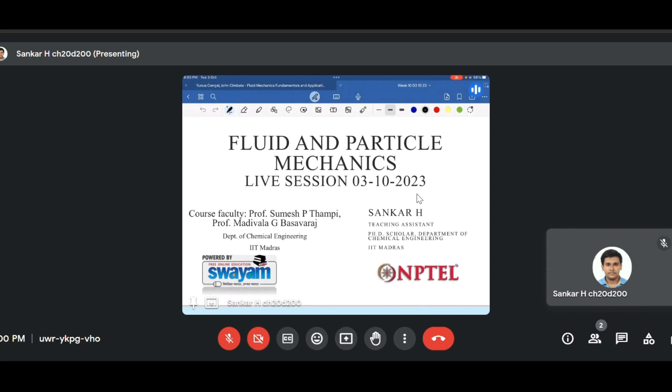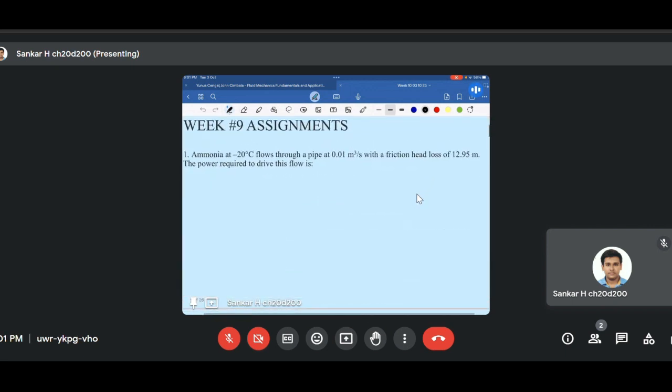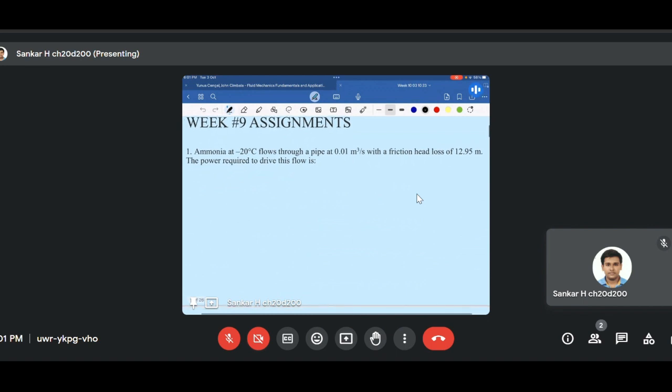Any doubts you have, we can clear that out, and we'll do some practice problems as well. So let's get started with the questions that were there on the NPTEL website, on the SWAYAM website. And let us start with the first question, where liquid ammonia at minus 20 degrees Celsius flows through a pipe at 0.01 meter cube per second with a head loss of 12.95 meters. We just need to find the power required to start the flow.